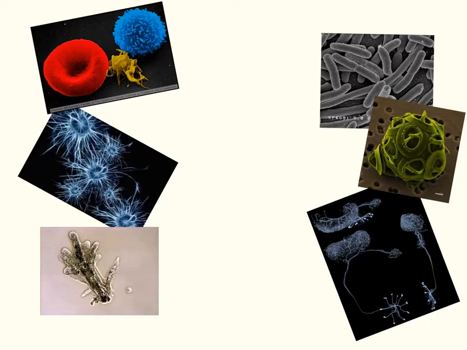Cells were discovered in 1665 by Robert Hooke, and his work was ignored until studies of cells were conducted by Schleiden and Schwann in the late 1830s. It was Schleiden and Schwann who proposed the cell theory.